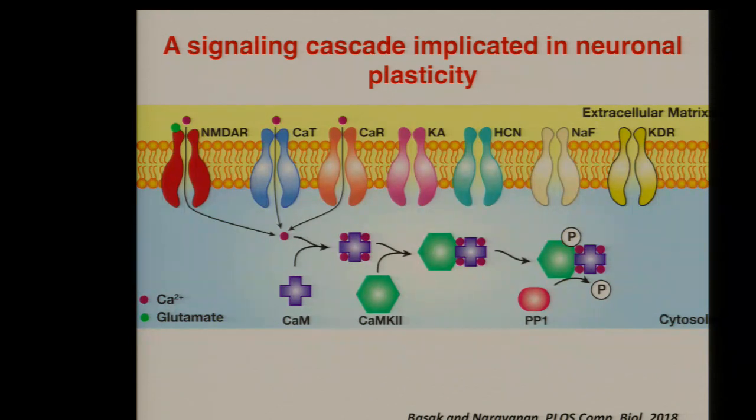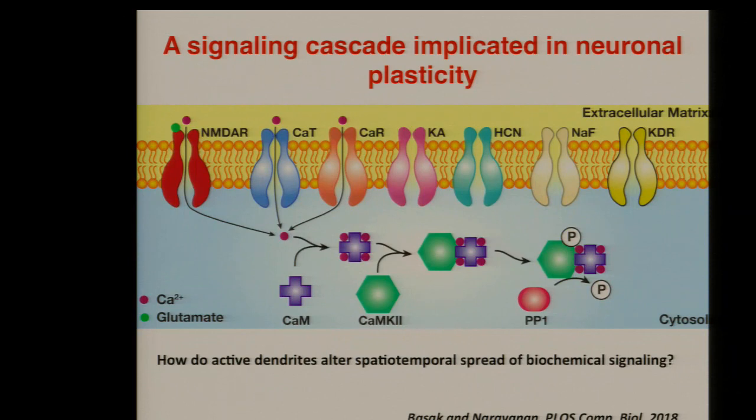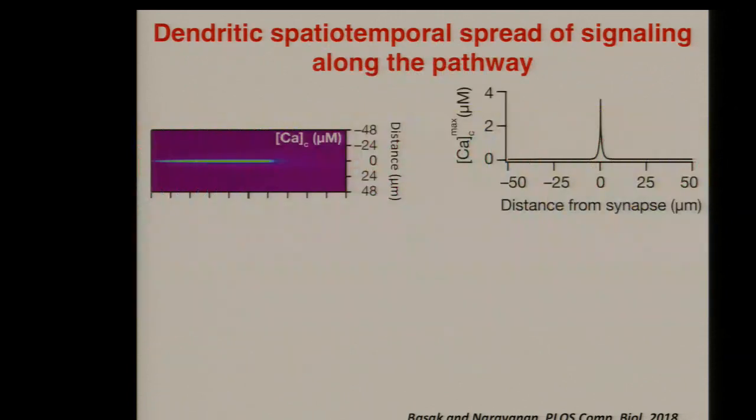What Reshma was interested in asking was, we know that the calcium spread is going to be minimal, but what happens to downstream molecules when it comes over here to phosphorylated CAMK2? How does it look like? How does the signal propagation occur, and whether active dendrites do play a role over here?